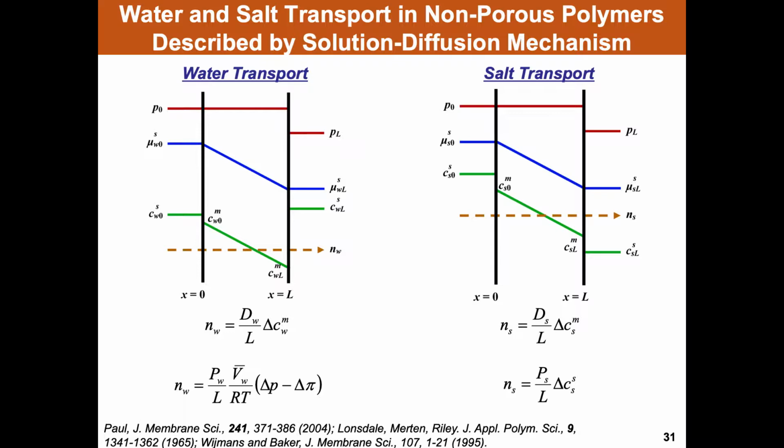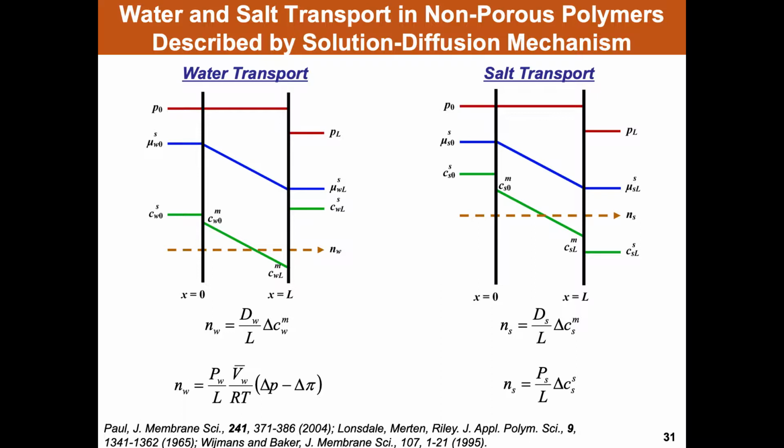The relationship between the internal concentration of water in the membrane and the external concentration is generally written in terms of the difference between the hydrostatic pressure difference, that is the feed pressure minus the permeate pressure, and the osmotic pressure difference, which is the osmotic pressure of the feed solution minus that of the permeate solution. And this depends very directly on salt concentration in these solutions. This pressure gradient drives the water transport.